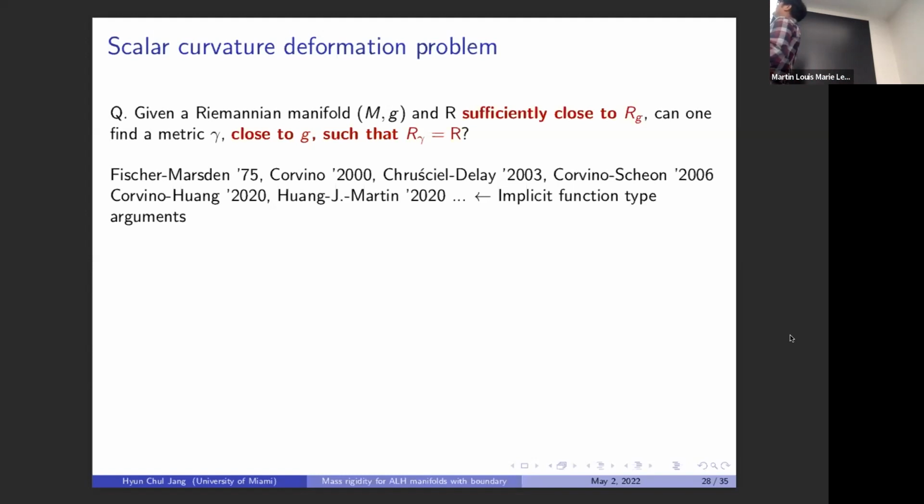All of those use implicit function type arguments. So they studied the linearization of the scalar curvature map. It started with Fischer-Marsden in 75 on closed manifolds, and it was generalized by Corvino's work to compactly supported deformations. Kruschel and Delay also developed a systematic approach on this, in a different function space. Corvino-Schoen used a constraint operator, and Corvino-Huang used a modified constraint operator. In 2020, we proved the asymptotically hyperbolic rigidity, and we also showed some similar type of argument there.